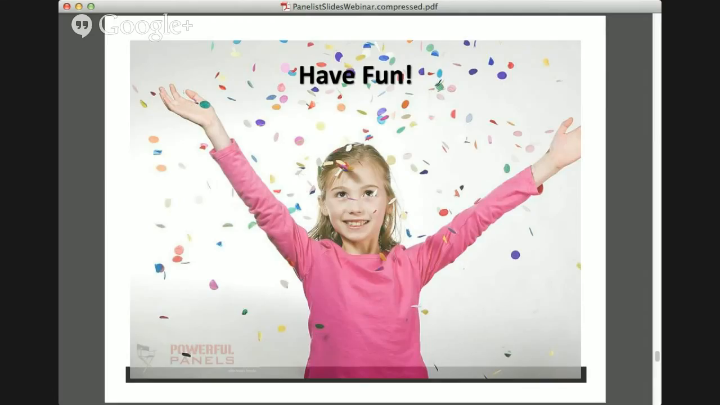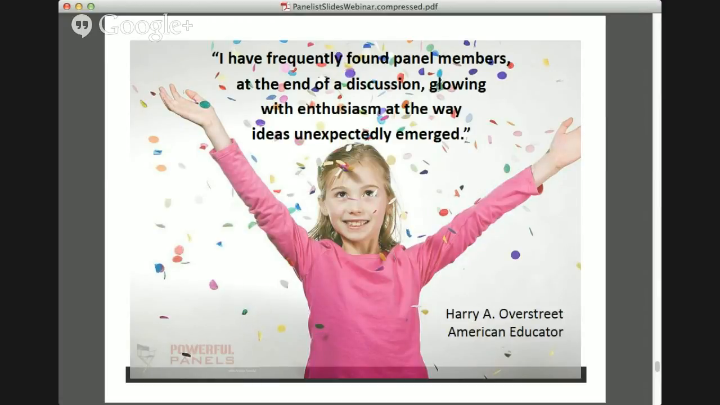And then don't forget to have fun. If you're having fun, the audience is going to be having fun. The guy who actually coined the term panel discussion, his name is Harry Overstreet, and he was an American educator back in the 1930s. In his seminal report on panels, he said, I have frequently found panel members at the end of a discussion glowing with enthusiasm at the ways ideas unexpectedly emerged. Isn't that cool?